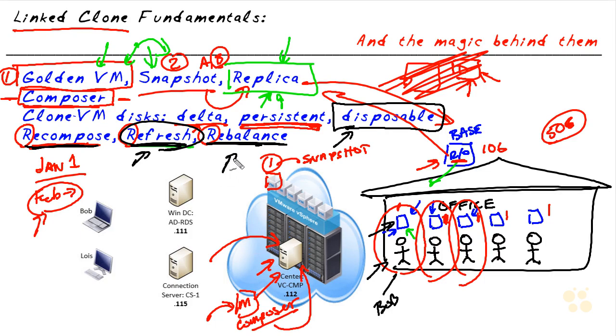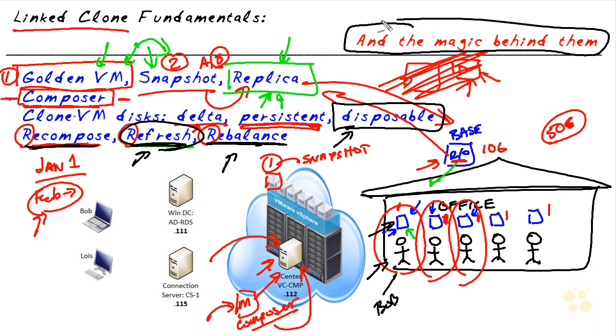And the third R is rebalance, which is going to redistribute linked clones among data stores. So we don't overload one data store and have it almost at capacity while yet another data store is sitting there almost empty. And I'll tell you one other major benefit that I love about linked clones.